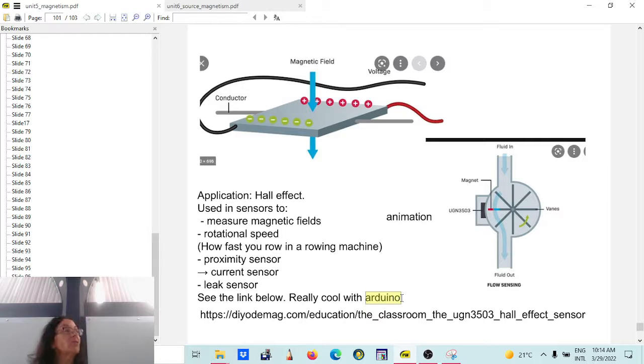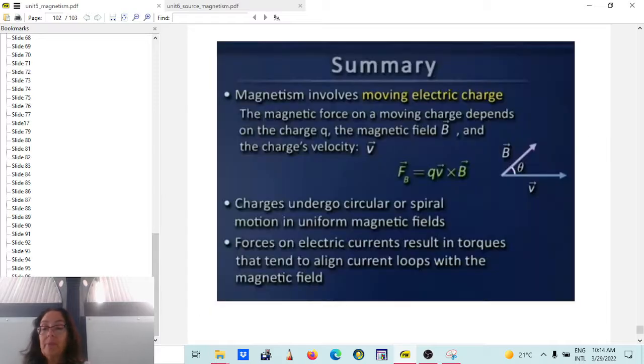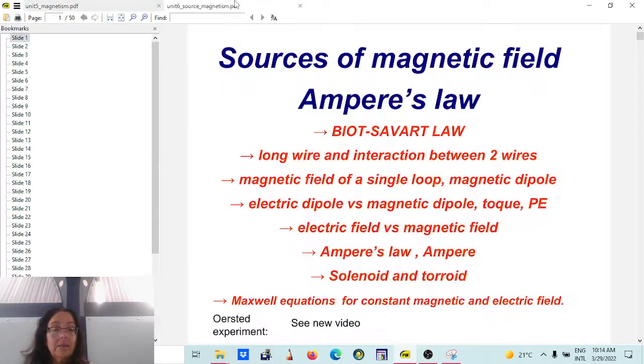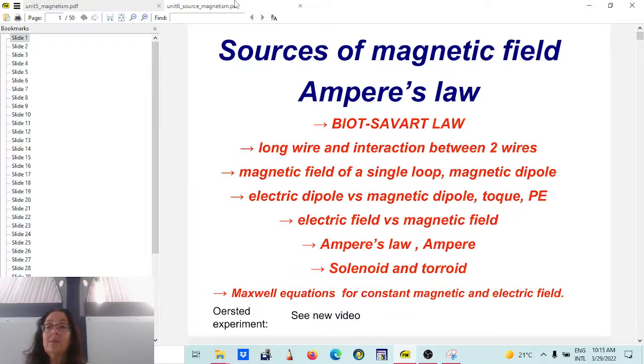It's a microcontroller, but it's made super easy because you need to program it with C, and C is easy at that level. So it's a lot of fun. Okay, next. Any questions so far? So we go to Ampere's law.